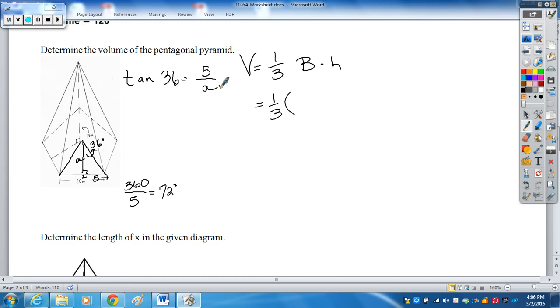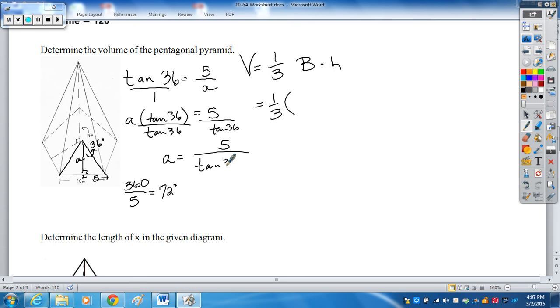If I go ahead and solve for the apothem right here, you're going to have, cross-multiplying, a times the tangent of 36 equals 5, and then dividing through by the tangent of 36, you get the apothem length to be 5 divided by the tangent of 36. Okay? So hopefully you were able to do that faster than me. I couldn't write it down very fast, but yeah, that's what it's going to be.